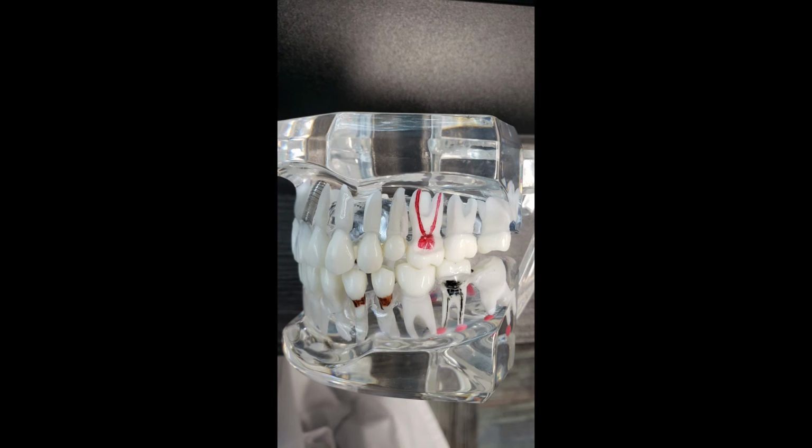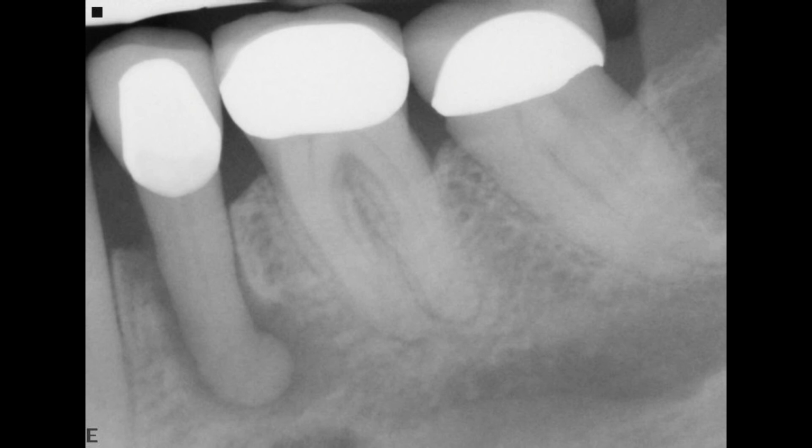So let's look at a tooth that's infected on the x-ray. Quick question, is the root canal a permanent solution? Yes, it's a permanent solution. Once you do the root canal, the tooth becomes healthy, the infection goes away, and the tooth becomes non-infected, and you keep it for the rest of your life.